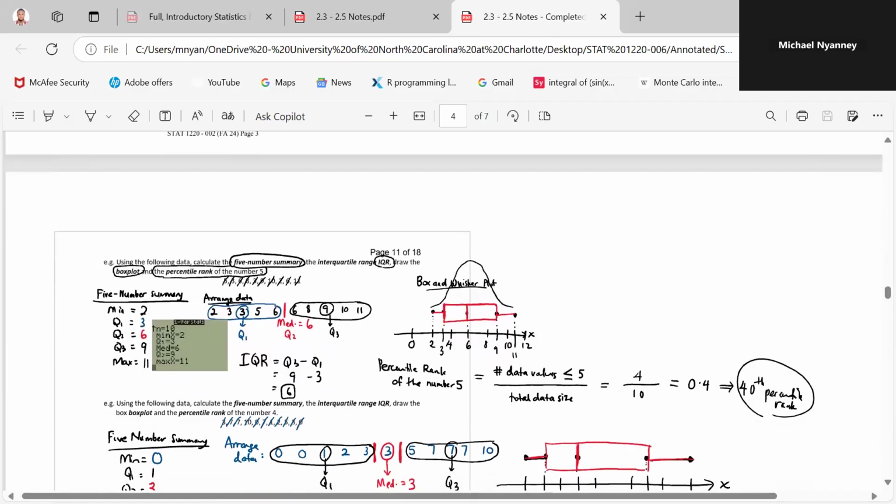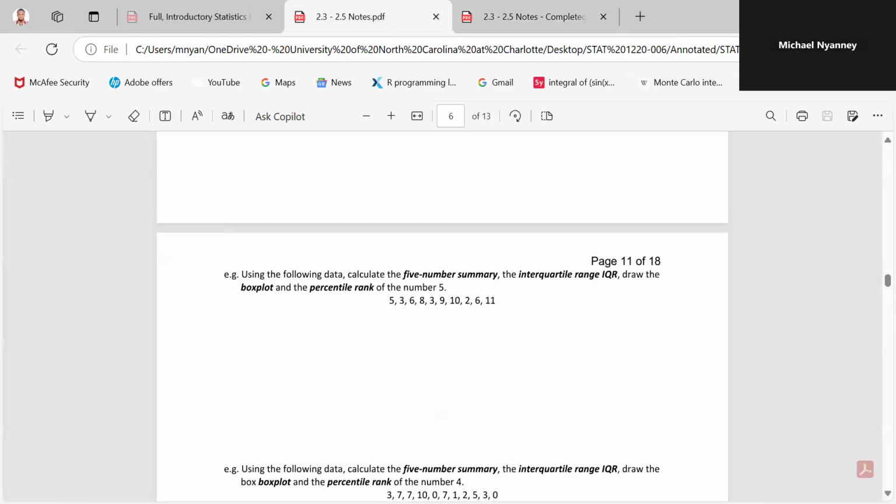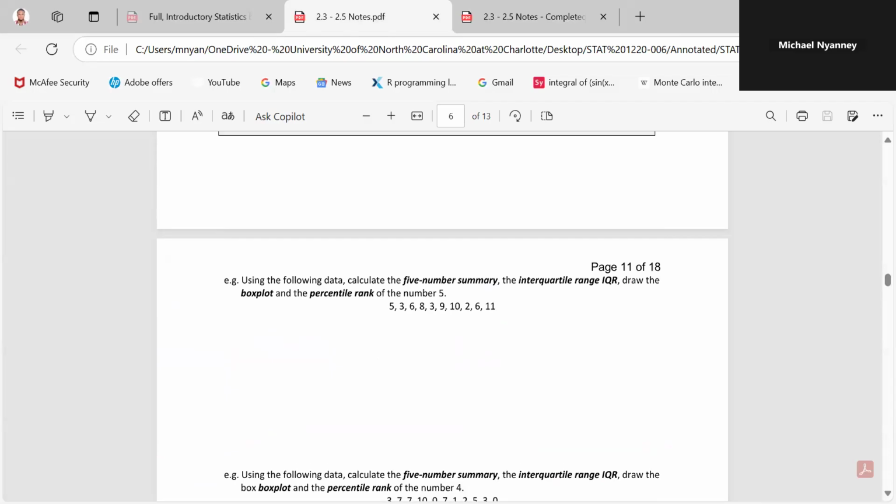All right. So we have an example here for us to solve, based on the definitions that we've learned. With this data set, we have to find the 5-number summary: the minimum, Q1, Q2, Q3, and the maximum, and the interquartile range. If you know your Q3 and Q1, give the difference. Then draw a box plot based on this 5-number summary. Then you have to find the percentile rank of the number 5.